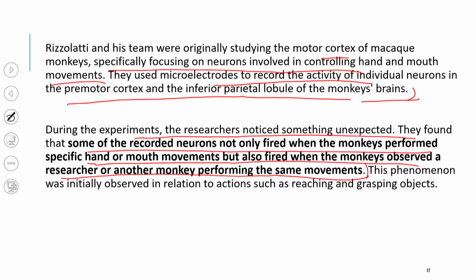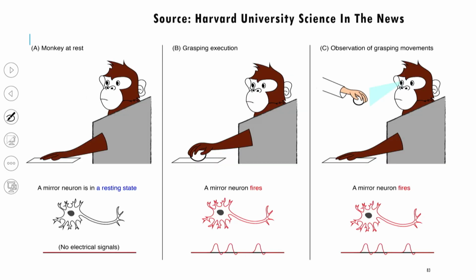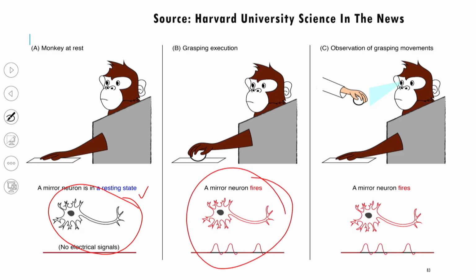This phenomenon was initially observed in relation to actions, particularly grasping. Let us say this is a particular neuron. When the monkey is at rest, it is not firing. When the monkey grasps an object, this neuron fires. The same neuron also fires when the monkey observes someone else, an experimenter or another monkey, grasping the object. The firing is almost the same, so these neurons function in a similar way. That was one of the observations which led to the discovery of mirror neurons.